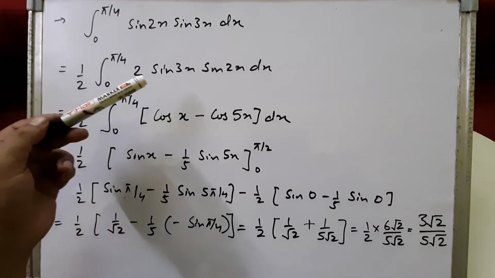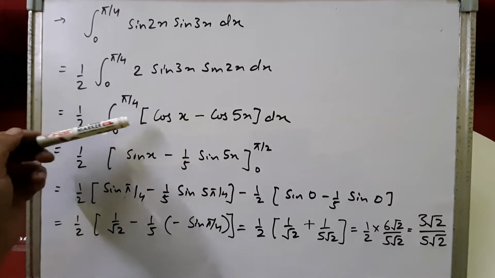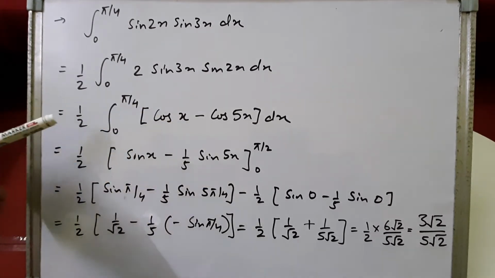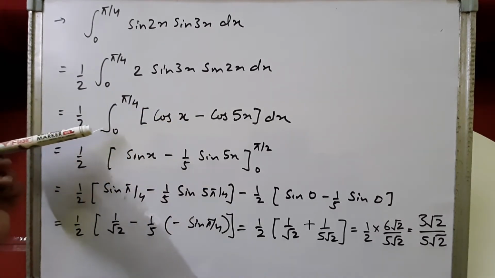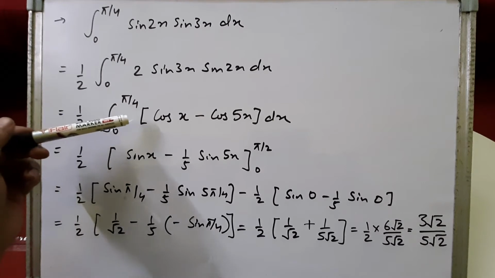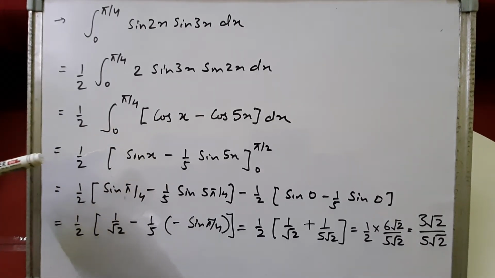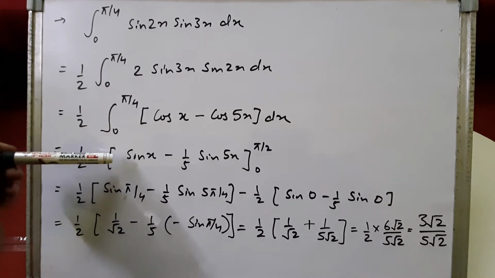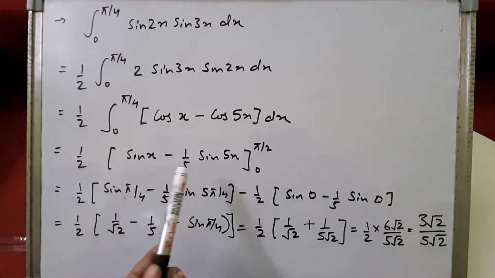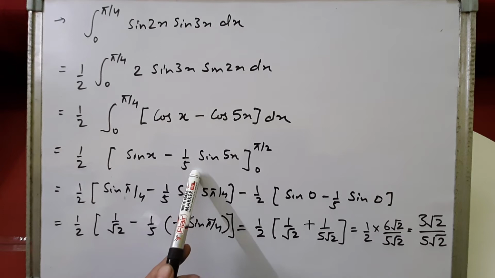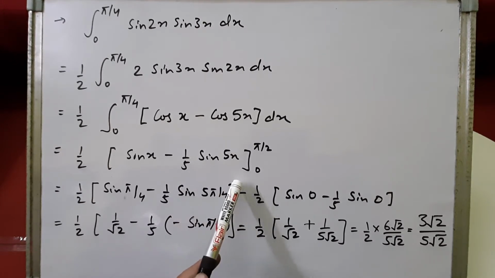So this will become 2 sin 3x sin 2x, which will become cos x minus cos 5x. 1 by 2 is outside. Integration of 0 to pi by 4 in bracket cos x minus cos 5x dx. So what is the integration of cos x? We know that the integration of cos x is sin x, and the cos 5x integration will be 1 by 5 sin 5x with lower limit 0, upper limit pi by 2.